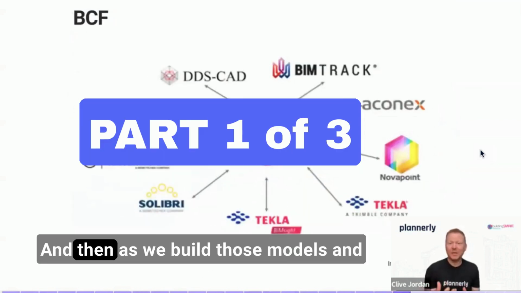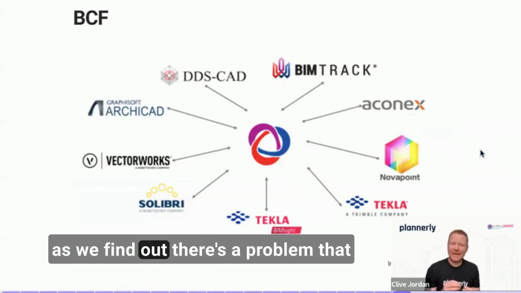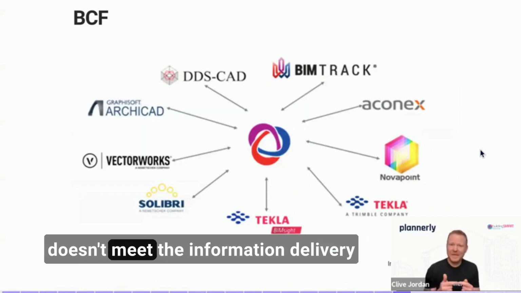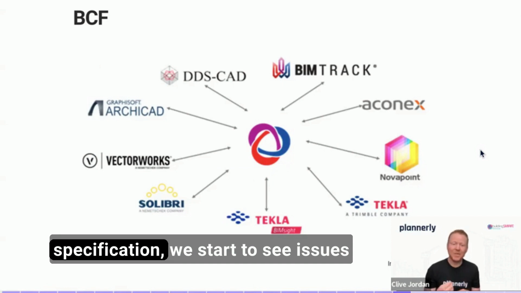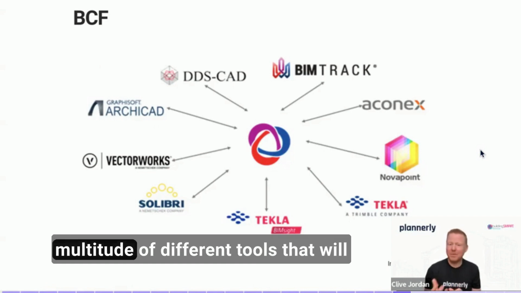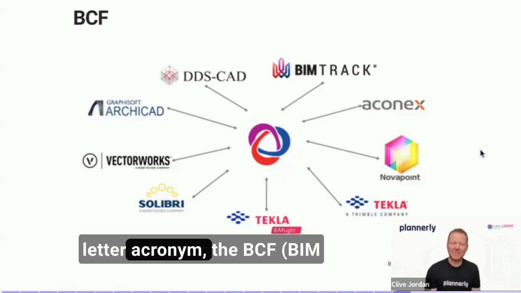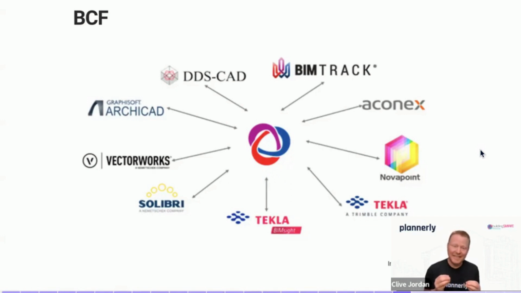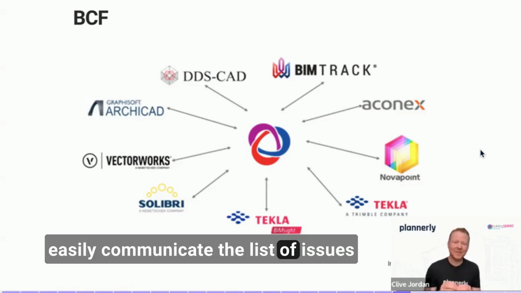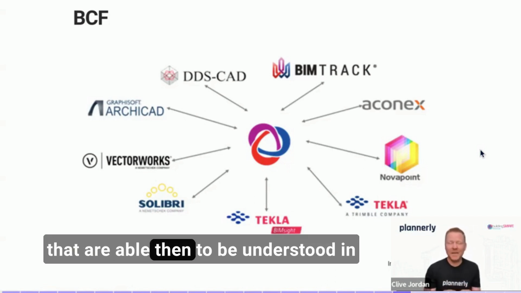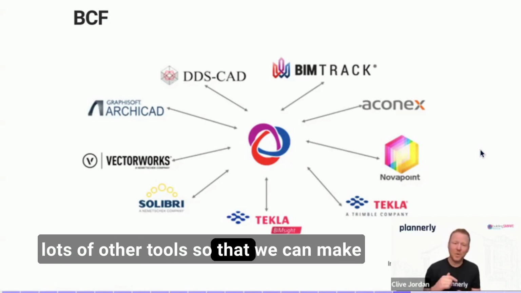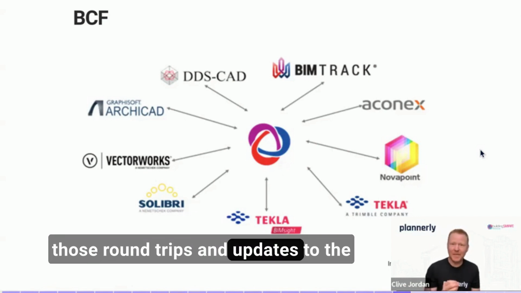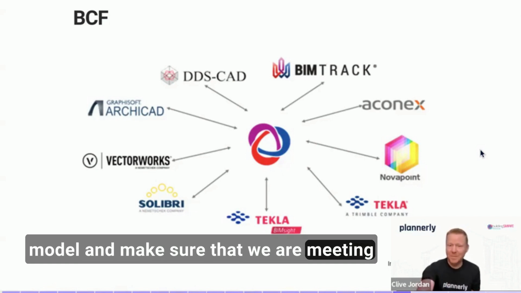And then as we build those models and as we find out there's a problem that doesn't meet the information delivery specification, we start to see issues that can then be shared across a multitude of different tools that will understand another three-letter acronym, the BCF. Essentially, what we're able to do is easily communicate the list of issues that are able then to be understood in lots of other tools, so that we can make those round trips and updates to the model and make sure that we are meeting the requirements.